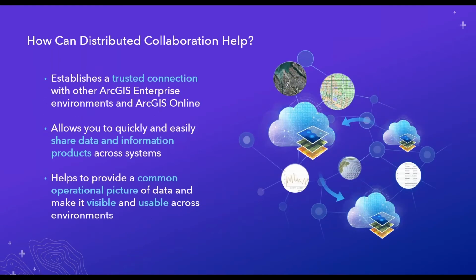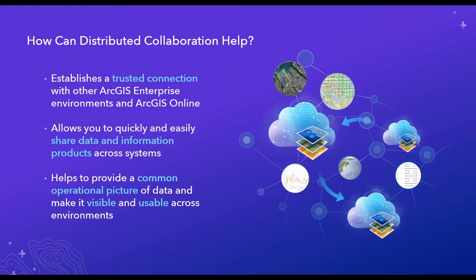Distributed collaboration establishes a trusted connection behind the scenes between your portals, or portal and ArcGIS Online, for data sharing and data updates and information product updates. It's not just data, it can be web maps, scenes, tile layers, documents. We'll look at a host of different types of content that can be shared through collaboration. These things are automatically synced behind the scenes, so you're taking the manual bit out of there. You don't have to physically do an update.